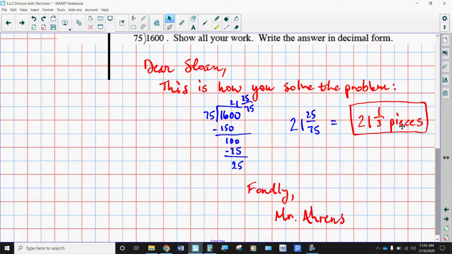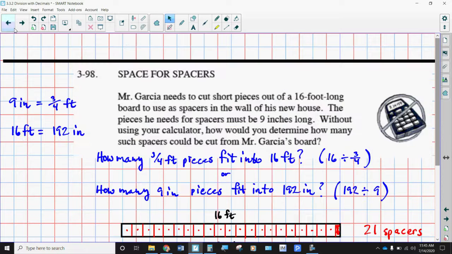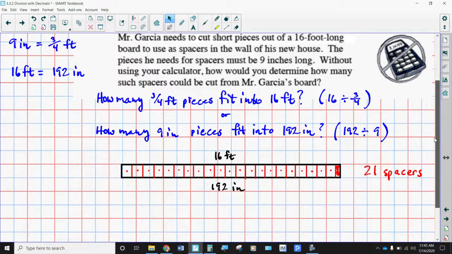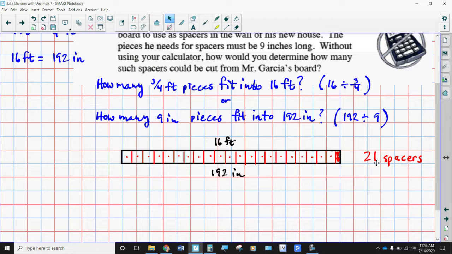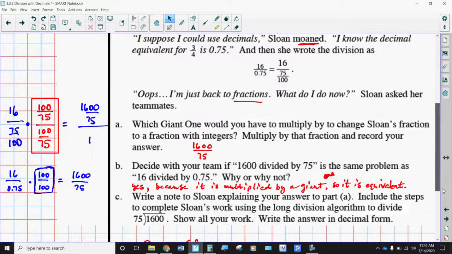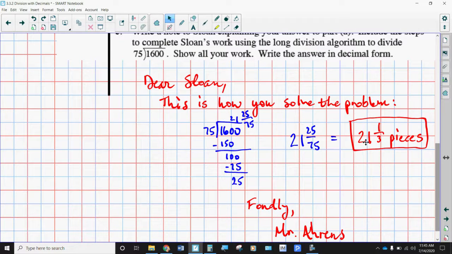21 and 1/3 pieces. Now, does that agree with what we had over here? Yeah, kind of. That's what I was thinking. We know 21 spacers or pieces for sure, but that 1/4 right there represents 1/3 of the 3/4 spacers. So that's how you get your 21 and 1/3. But ultimately, we would give the final answer as just 21 spacers, and then that third of a spacer just gets tossed off onto the scrap. Okay.